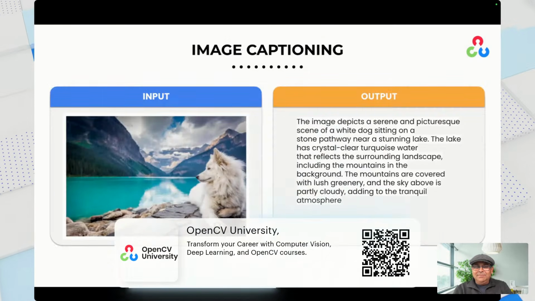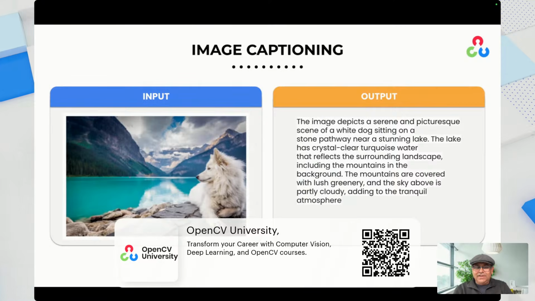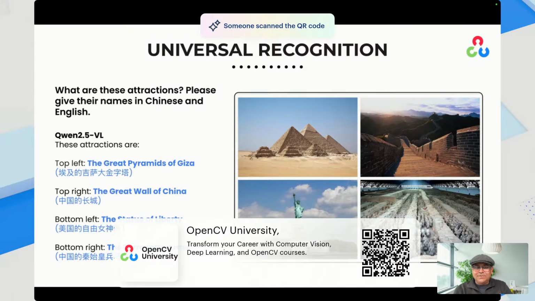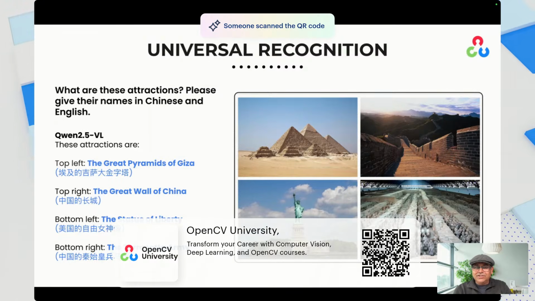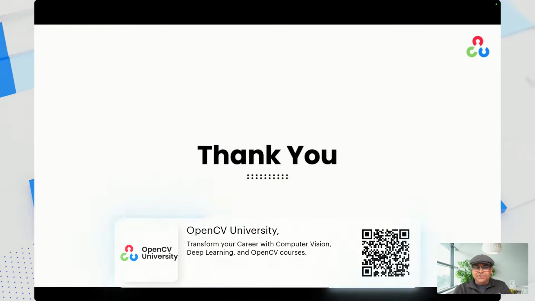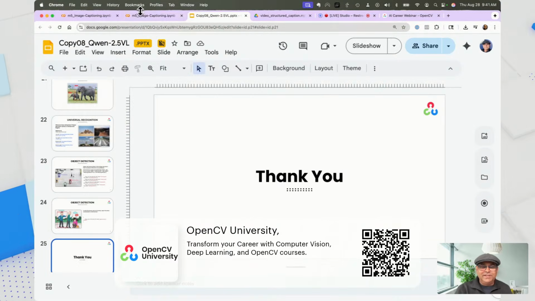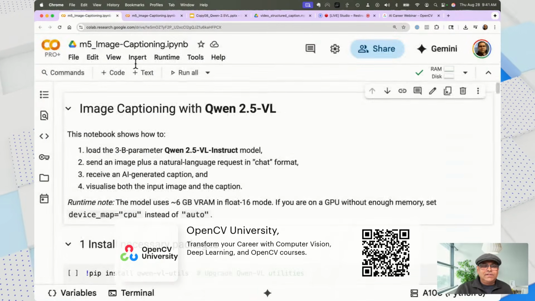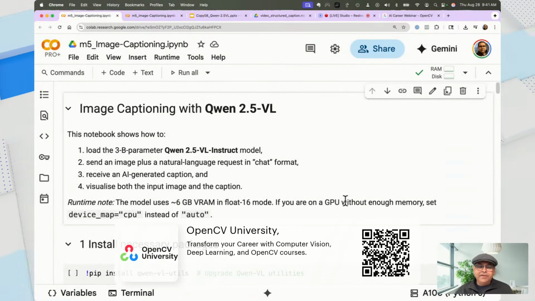In the interest of time, let me skip some of this very quickly. It can do image captioning, object detection. We'll see this as well. Universal recognition, which we saw an example of. Again, object detection, different type. So we have pretty much covered this. Okay, so let's go look at image captioning.